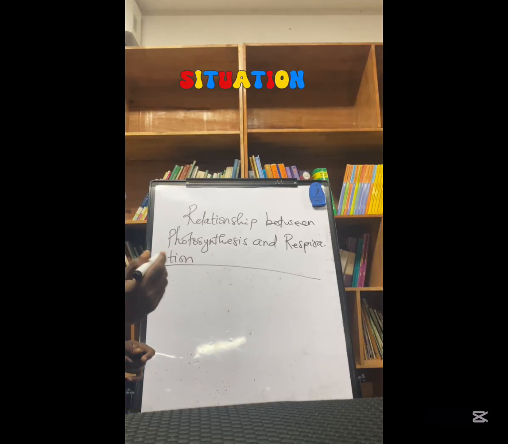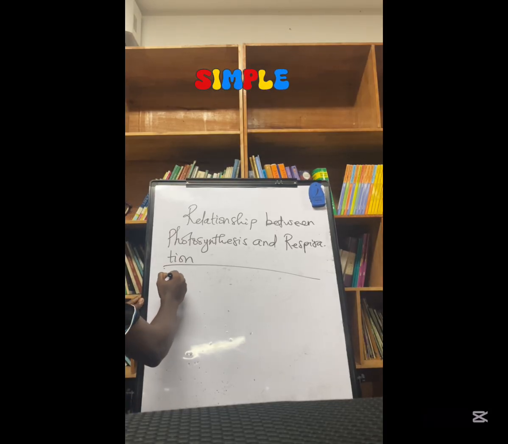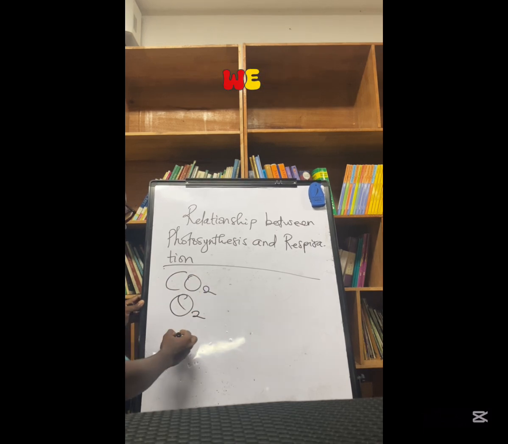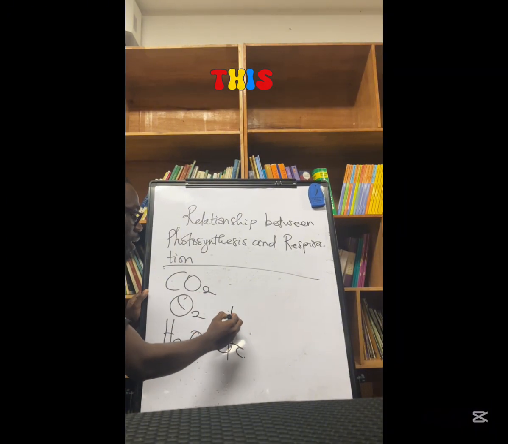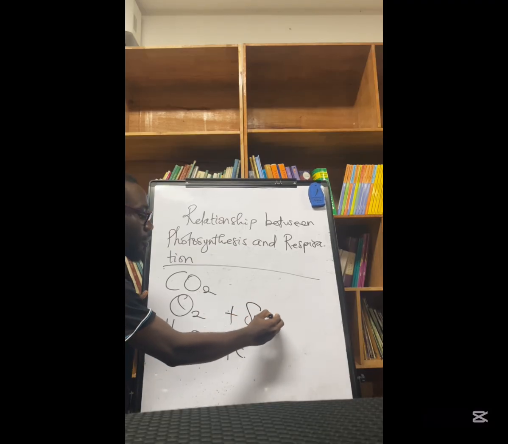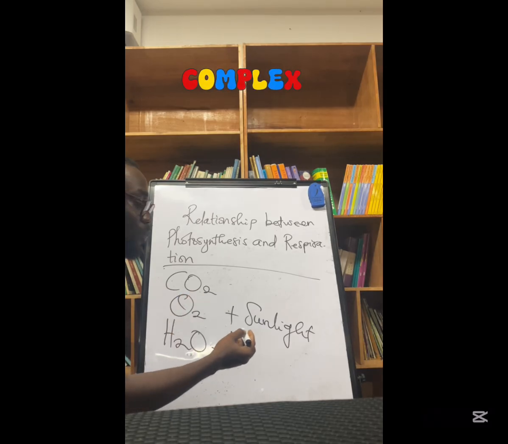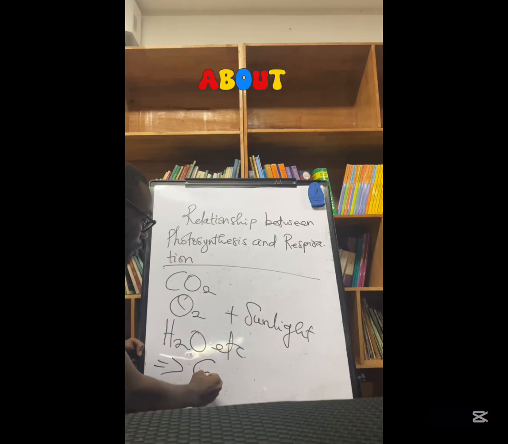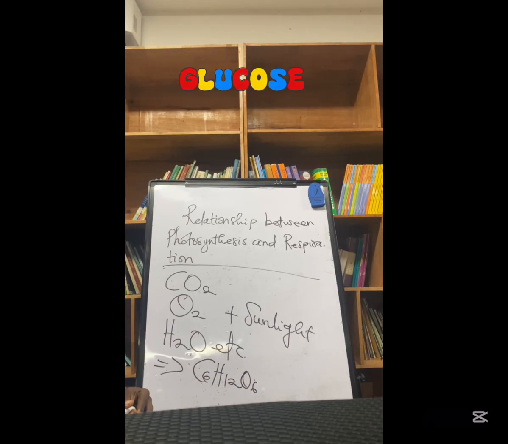Now, in this situation, what are some of the simple inorganic substances we are talking about? Some of the simple inorganic substances are carbon dioxide, we have oxygen, we have water, and so on. So the combination of these with the help of sunlight will make us produce complex organic substance. And then what is the complex organic substance we are talking about? C6H12O6. Okay, that is glucose.